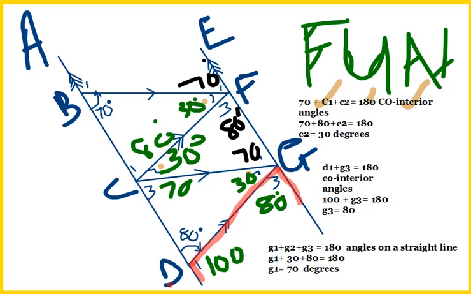And we can use co-interior angles again, because we have a U shape right there and we have one angle. We know that F1 plus B1 should give us 180 because of co-interior angles. So if that is 70, then this would be 110, because 110 plus 70 should give us 180. And that's it in this figure or sketch, because we have figured out all our angles.